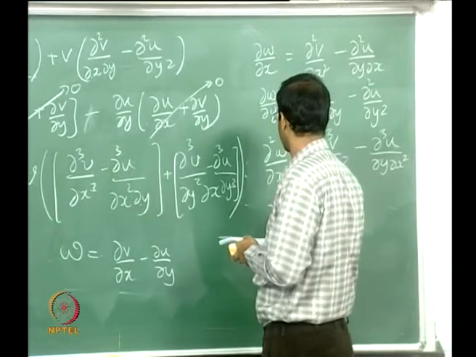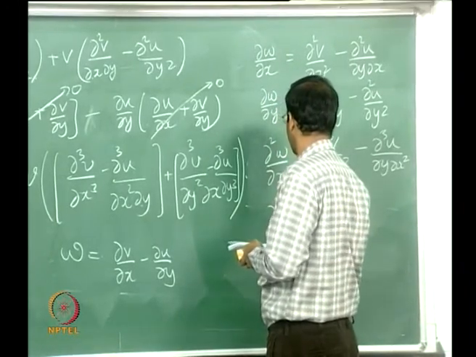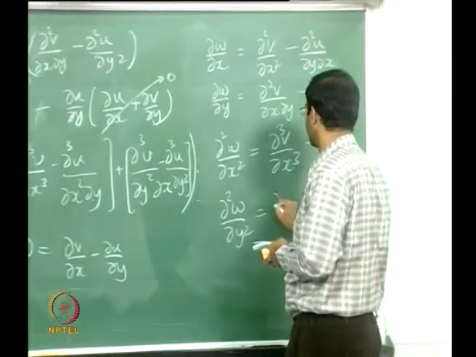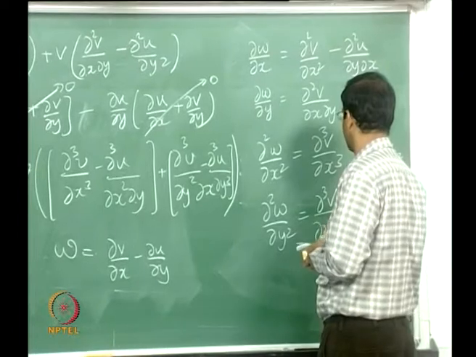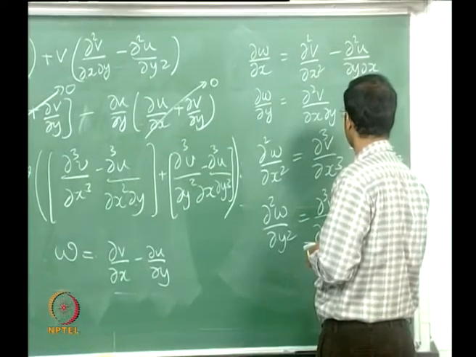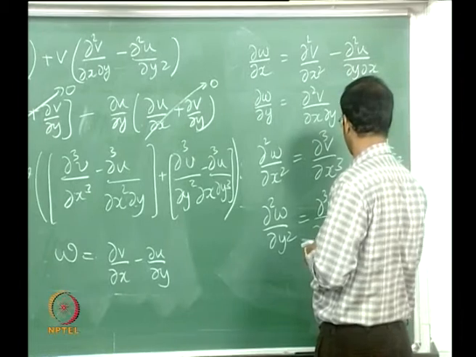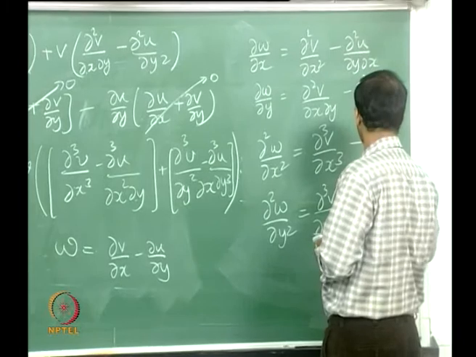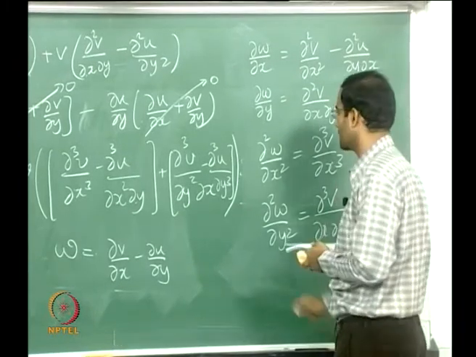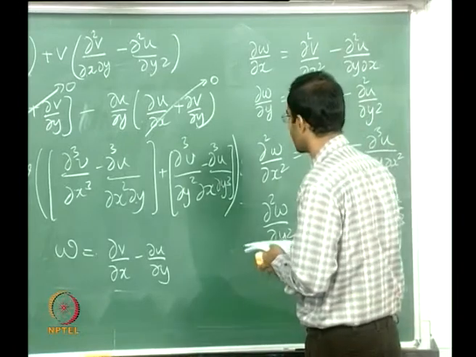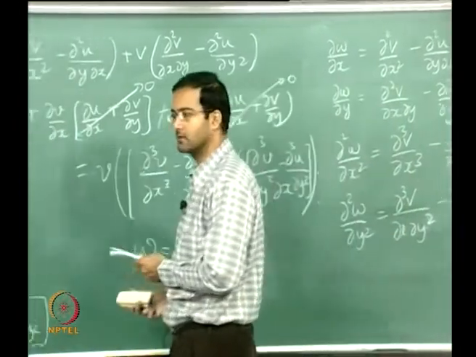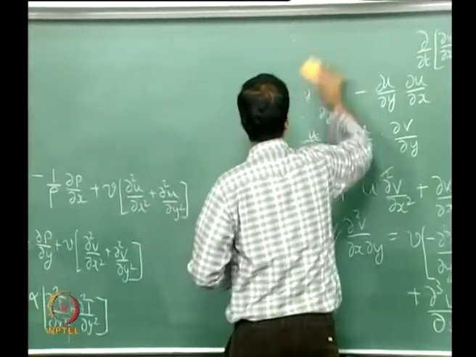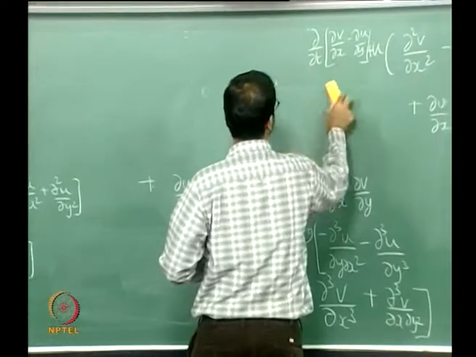Regarding this, del cube v by, and this is del cube u by del y cube. That is this term right here. So therefore you find that grouping all these terms makes sense. You can write them in terms of the vorticity and its derivatives.